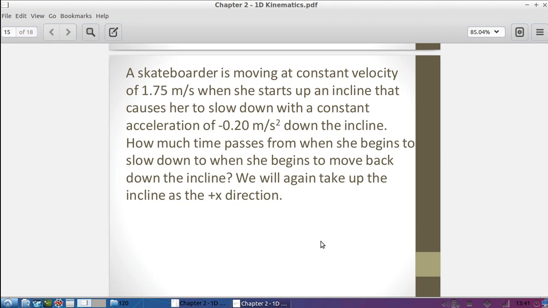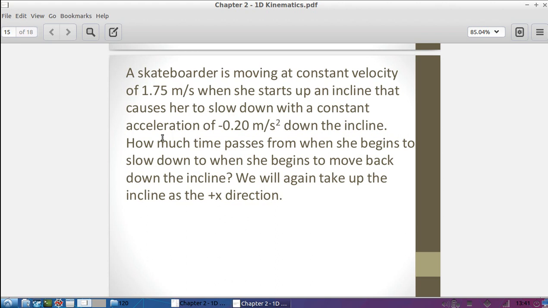So what we're concerned with is how much time passes from when she begins to slow down to when she begins to move back down the incline. So we know the acceleration, right? She's got a constant acceleration of negative 0.2 meters per second squared. Some people might call this deceleration, right? I don't like to use that word too often. I just like to give my acceleration a sign, call it acceleration, and then use the properties of vectors to determine whether the object is slowing down or speeding up.